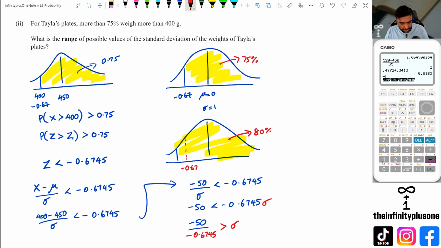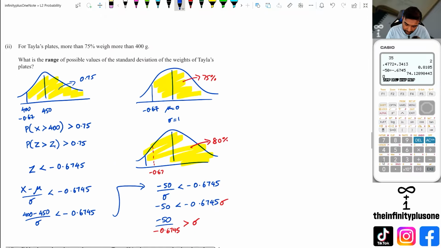And we're going to do negative 50 divided by negative 0.6745. So that's going to give me a standard deviation. I'm just going to write it down properly. The standard deviation has to be less than 74.12 for this to actually work. So if you look at the range of possible values, we could actually have 35, because that was her original standard deviation, and that's going to go all the way up to 74.12.